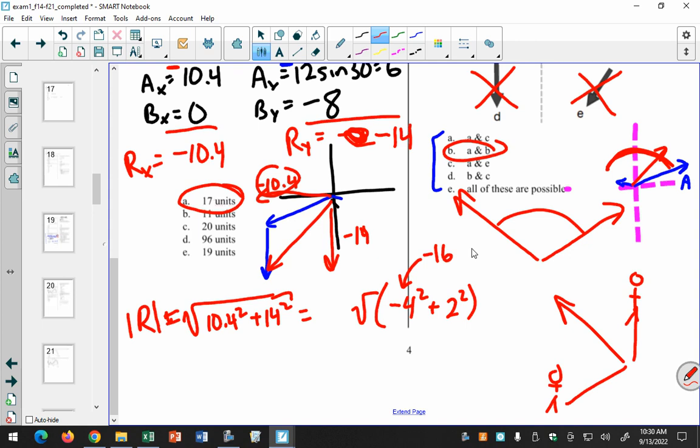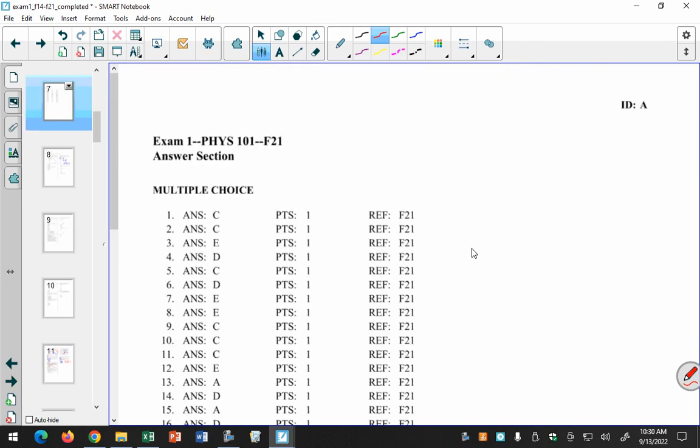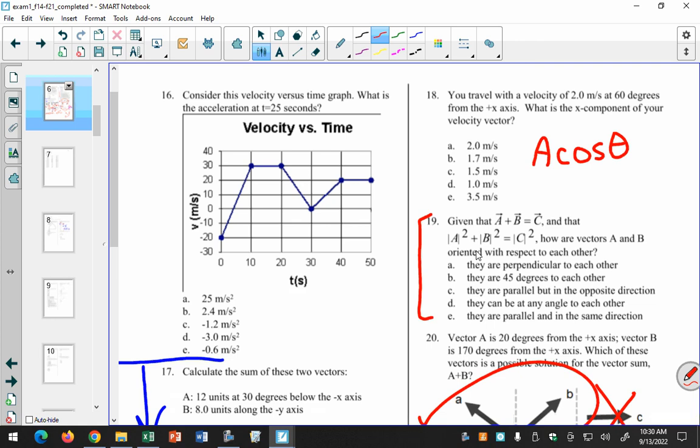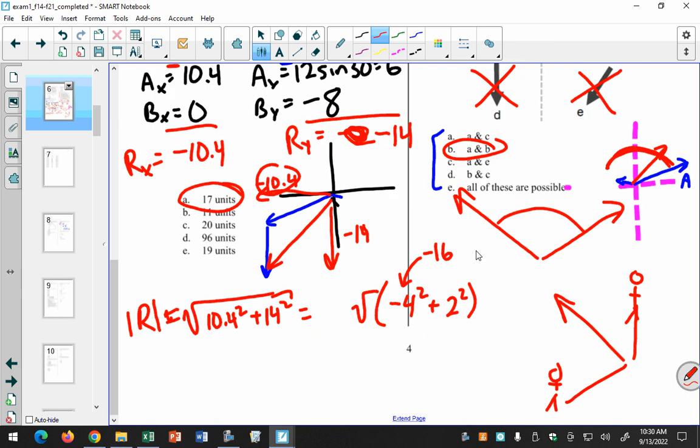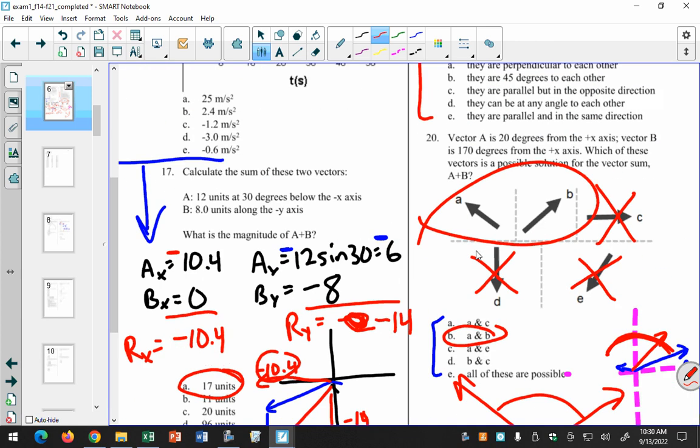But let's do one of those questions like you were asking about. You have a question? Number 19? Hold on just a second, though. I don't see one of those on this test, so we'll go to another test and look at those.